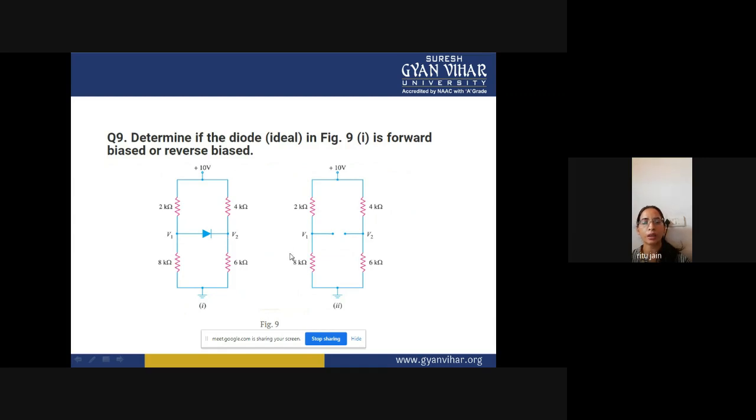But when the diode is in reverse biasing, meaning this terminal is negative and this terminal is positive, the diode will behave like an open switch. So you can see in the diagram the condition when the diode is conducting, which is forward biasing, and the condition when the diode is not conducting, which is reverse biasing.